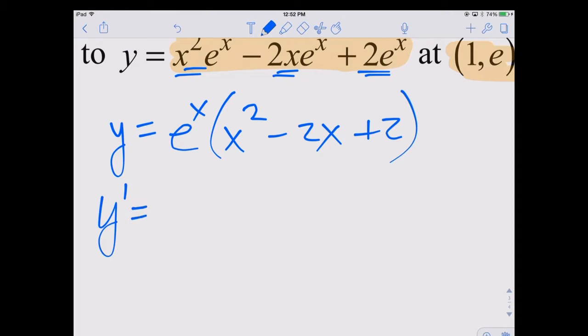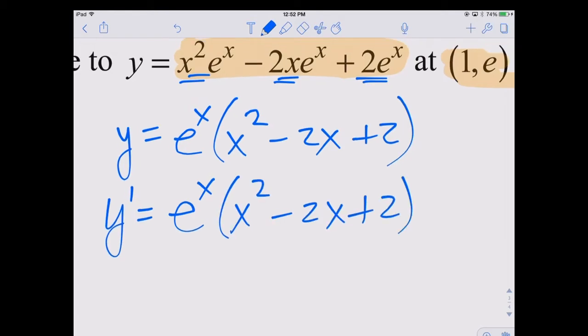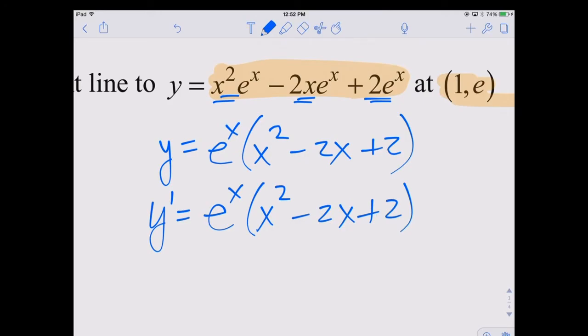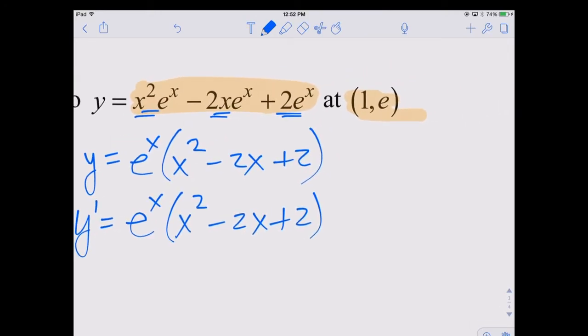The left side becomes y prime or dy dx. And the derivative of e to the x is e to the x times the second. And if we stop right there, that would confuse people, right? You mean y and y prime are the same? Let's not stop there. Plus, now e to the x goes along for the ride, times the derivative of the second factor, which is a polynomial. We get 2x minus 2.